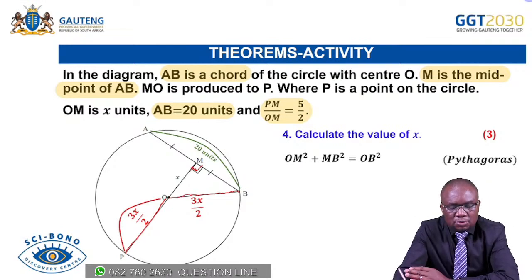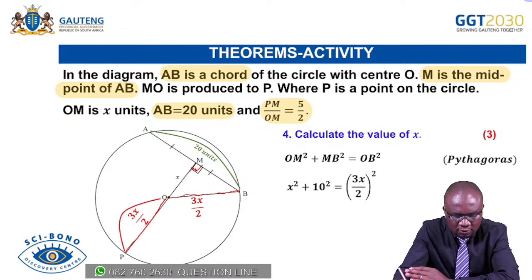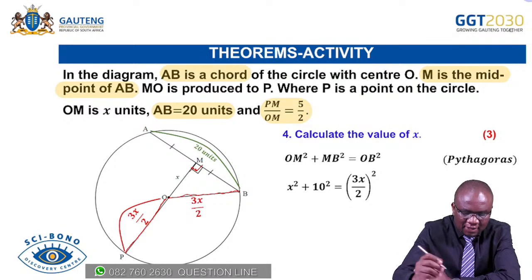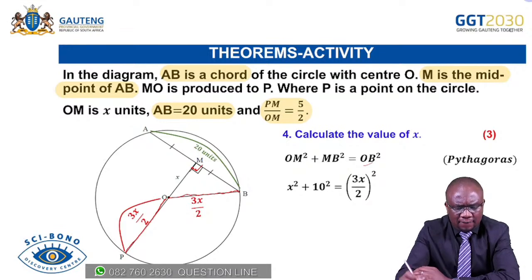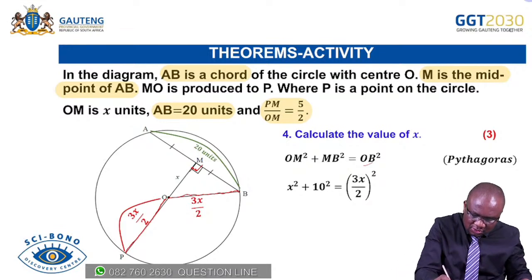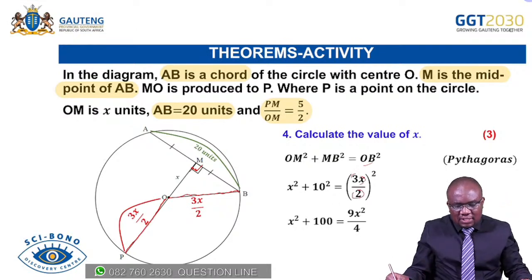Then you just substitute: where there's OM, put x. We have MP, which was 10, and OP, which we just got, is 3x over 2. Then squared. You square this, you get 9x squared. You square this, you get 4. So you get something like this.